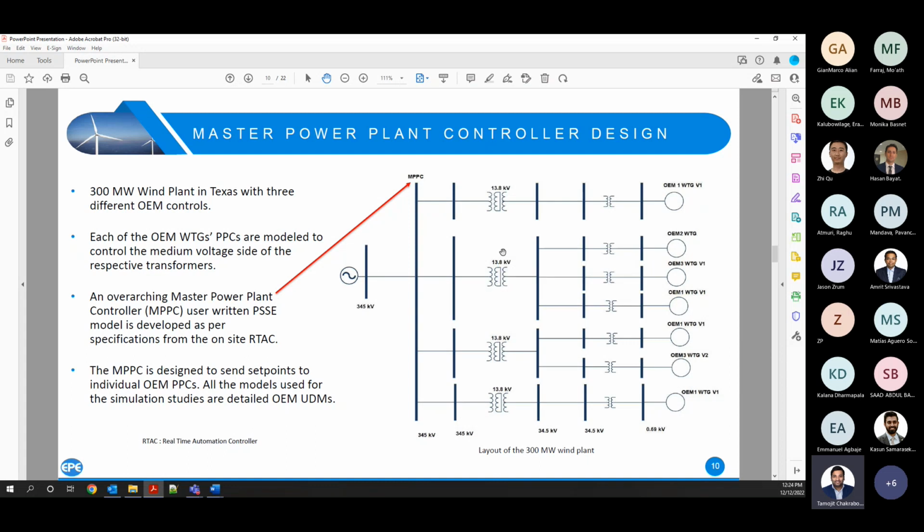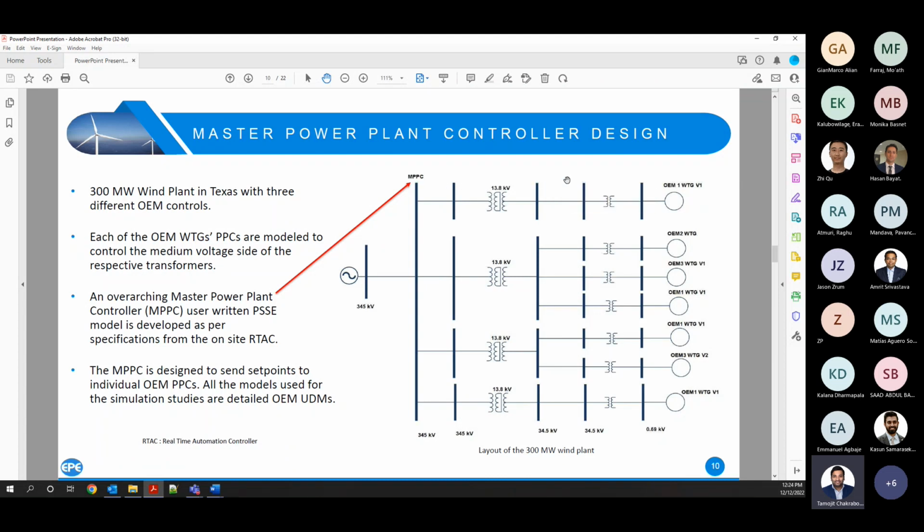So naturally, the problem in such projects is that if you all have one control point, which is the high side of the main power transformer, what's going to eventually happen is the PPCs between the OEMs are going to fight each other. So the strategy we took in our project was to model dummy lines, where it's a jumper or a zero impedance line, and each of the OEMs has their respective power plant controllers that can monitor the medium voltage side rather than the high voltage.